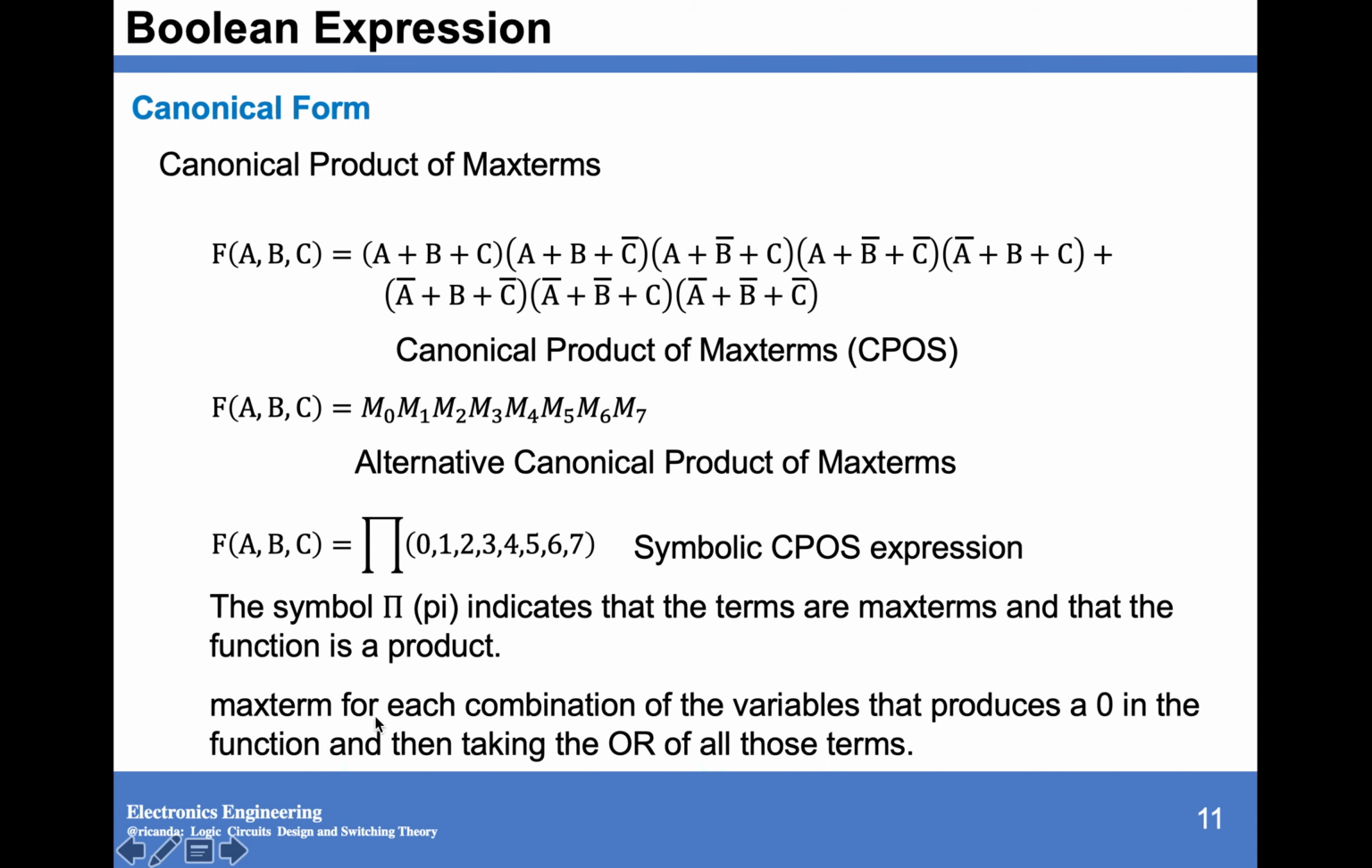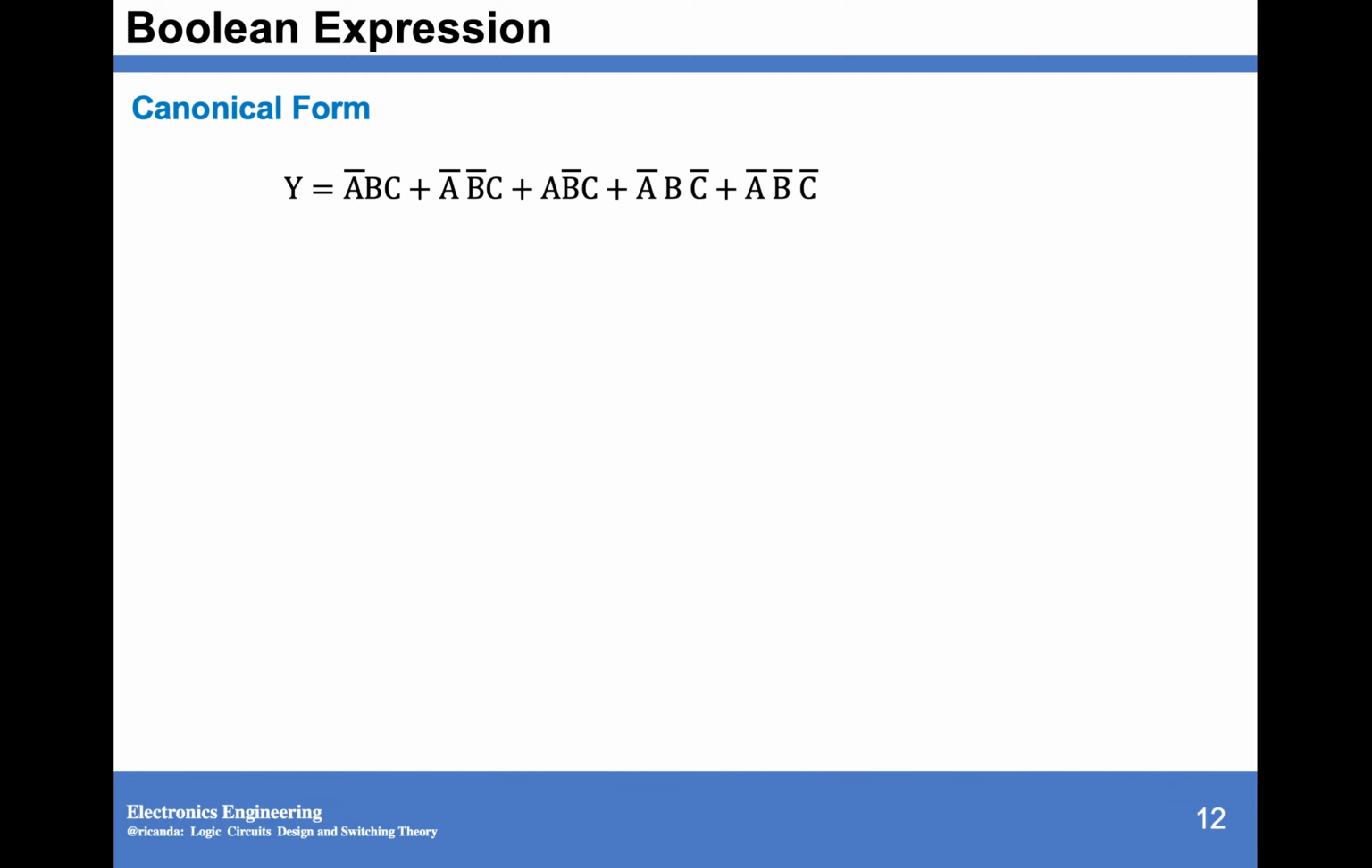And also max term for each combination of the variables. So this one, E or B or C, produces a zero in the function and then taking the OR of all those terms. So we have this example. If we have this example as a function y or an output y, then we can rearrange this expression in terms of an ascending order from 0 up to 5.